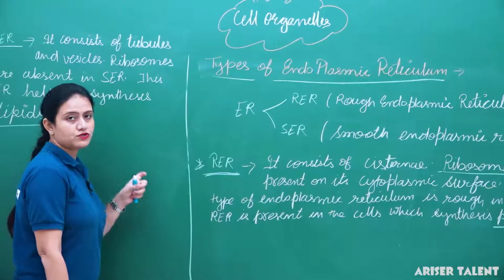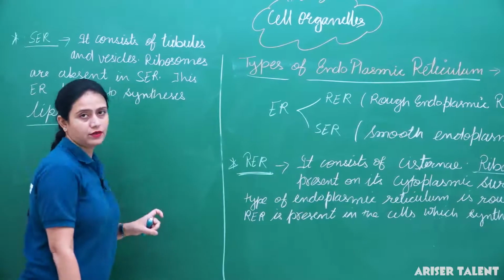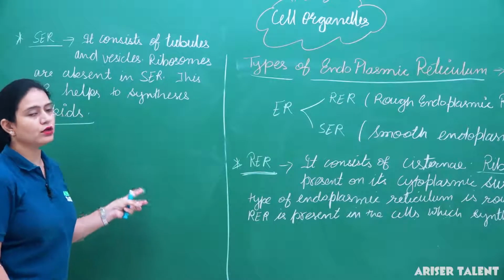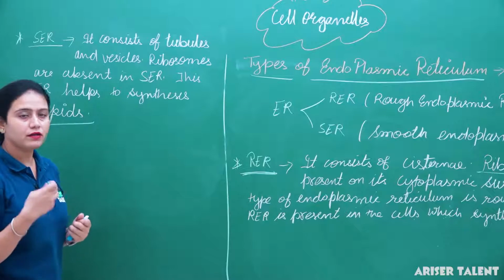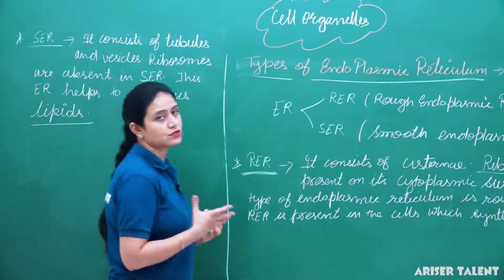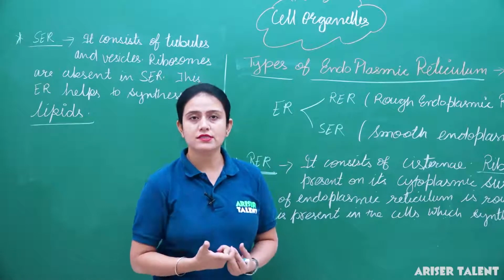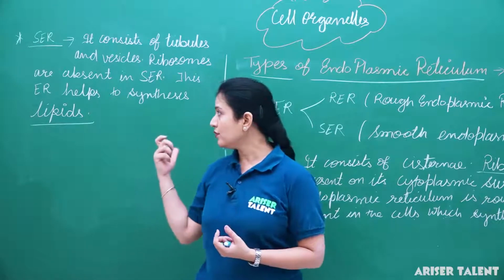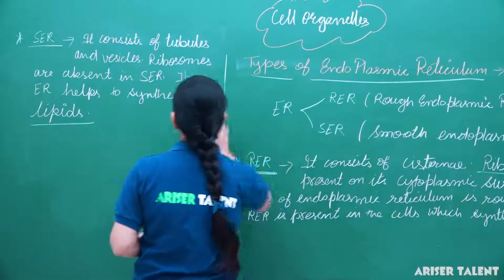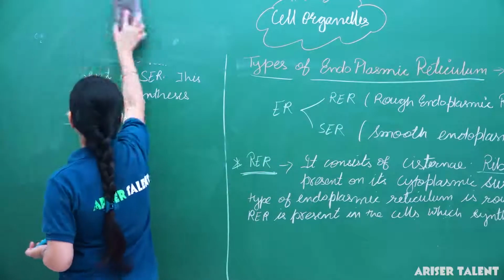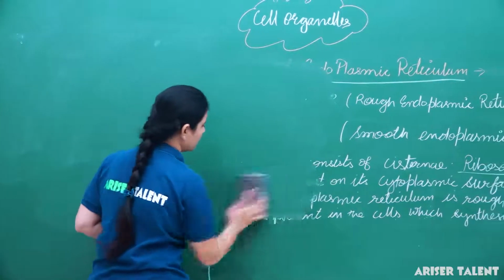It was all about the structure of rough endoplasmic reticulum and smooth endoplasmic reticulum. Now we will talk about the differences between smooth endoplasmic reticulum and rough endoplasmic reticulum on the basis of their functions, on the basis of the products which they synthesize, and on the basis of the presence of ribosomes. So here we will discuss the difference between smooth endoplasmic reticulum and rough endoplasmic reticulum.